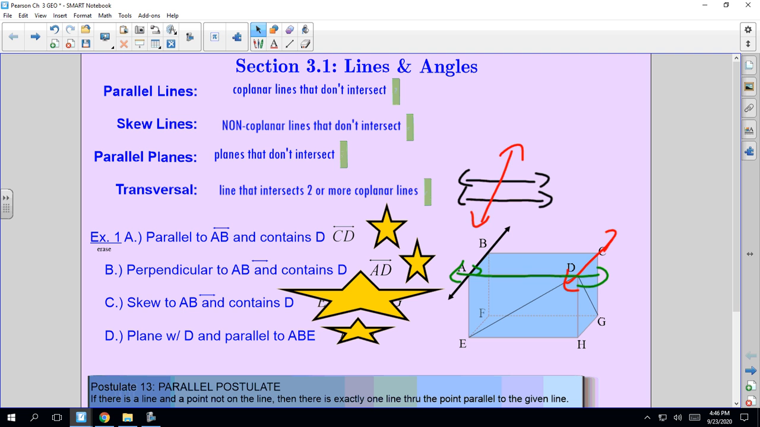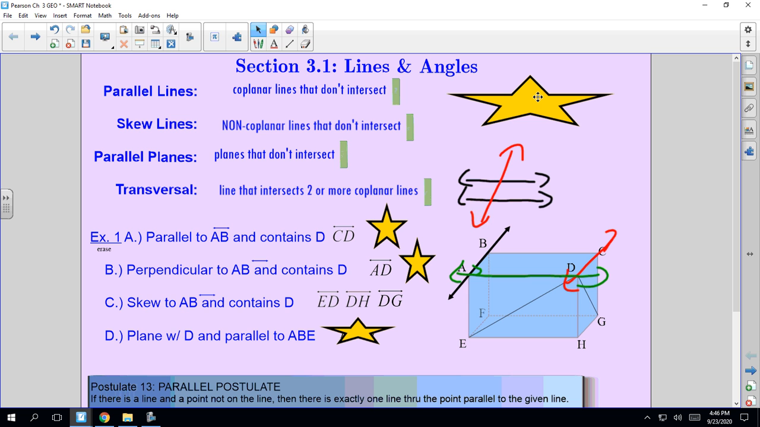The next one, skew to AB and contains D. So this will be my attempt at drawing what I said earlier. So we've got three different choices. Let me draw each of those. First in blue, we've got ED here. So that is skew to AB and contains D. So it goes through D. It will never cross AB, but that's because it's not in the same plane. So that's why they don't ever cross.